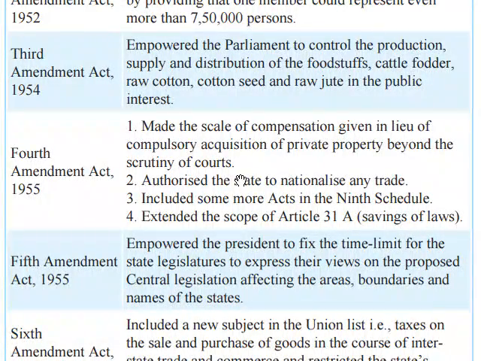Fourth Amendment Act 1955 made the scale of compensation given in lieu of compulsory acquisition of private property beyond the scrutiny of courts, authorized the state to nationalize any trade, included some more acts in the Ninth Schedule, and extended the scope of Article 31A, saving of laws.